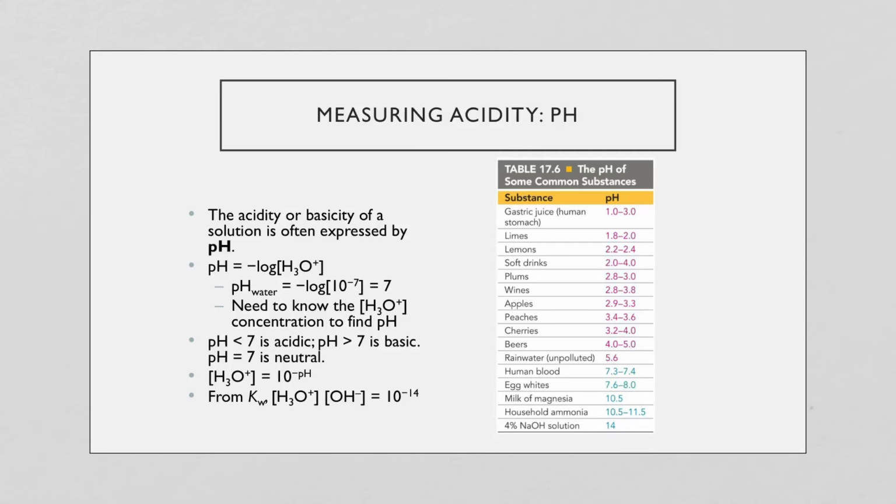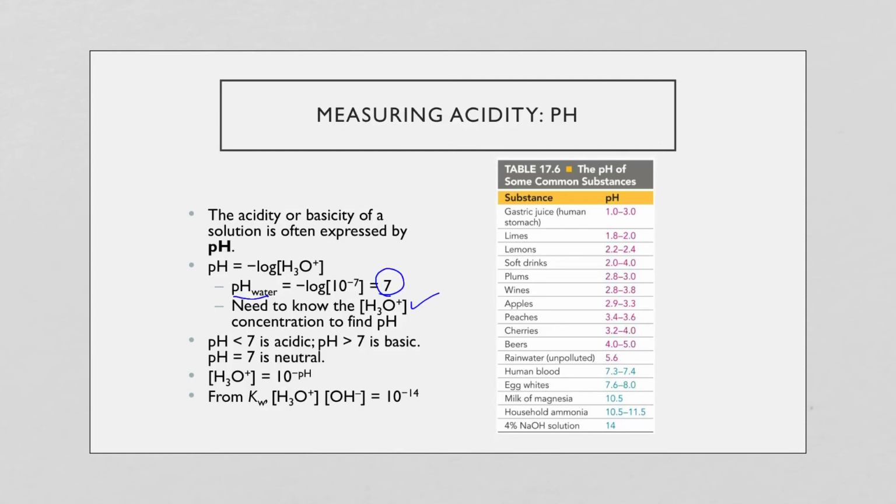So if we have a value of 1 times 10 to the minus 7, neutral, right, we get a pH of 7. So a pH of 7 characterizes a neutral solution. Now, the one thing I need to find the pH is this hydronium ion concentration, right? So I need to plug the hydronium ion concentration in to find the pH.